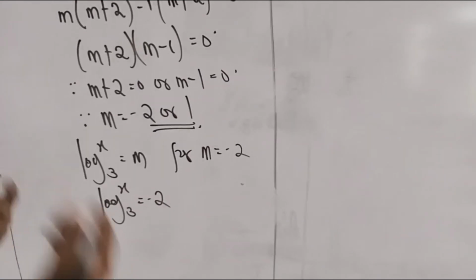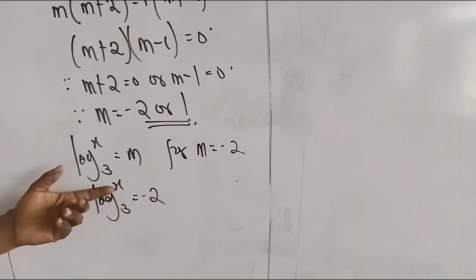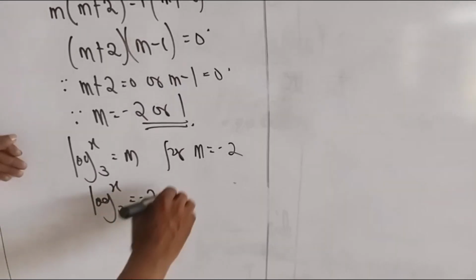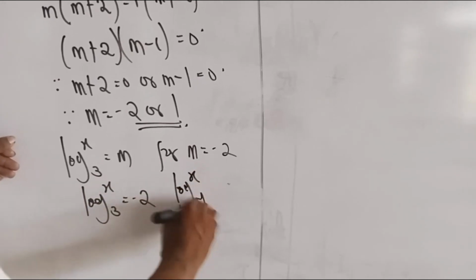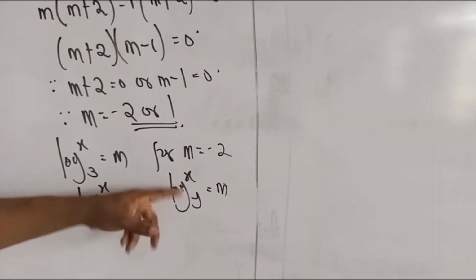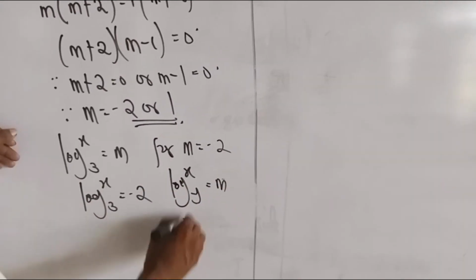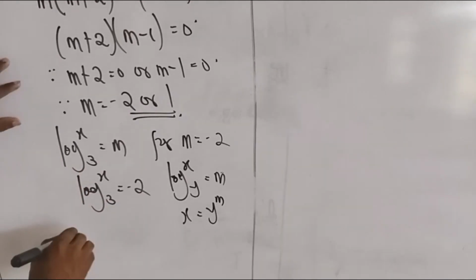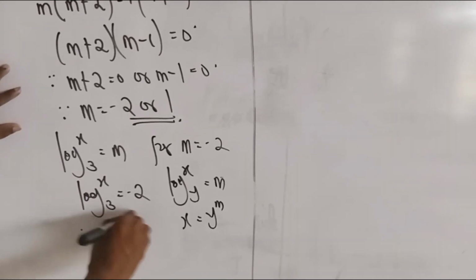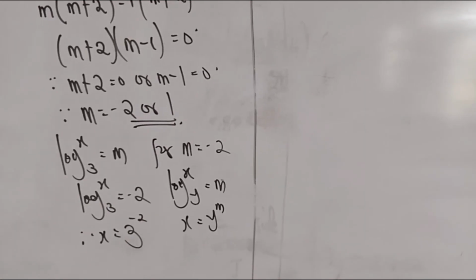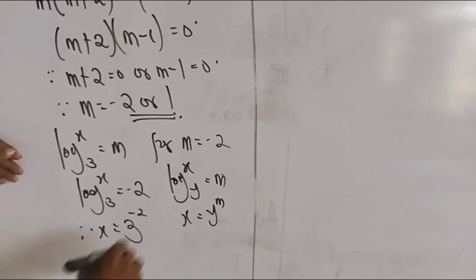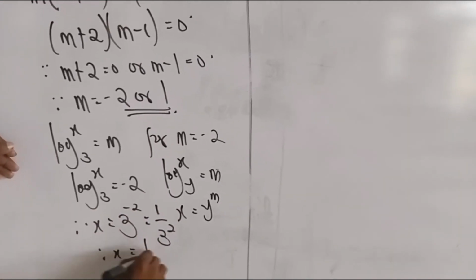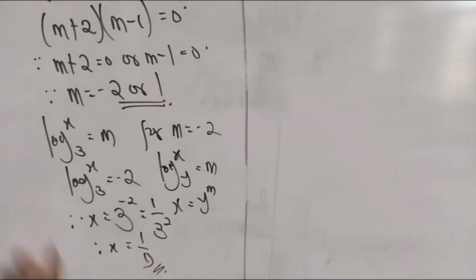So we also have a law that supports converting a logarithm into a power form. So what does the law say? The law says when you have log x in base y equals m, to find x, we raise y to the power m. So x is now y raised to power m. If I apply the concept here, my x is now 3 raised to power minus 2. So we can apply the law of negative power in indices. So it will give us 1 over 3 raised to power 2. Therefore my x is now 1 over 9. So this is for m equals minus 2.